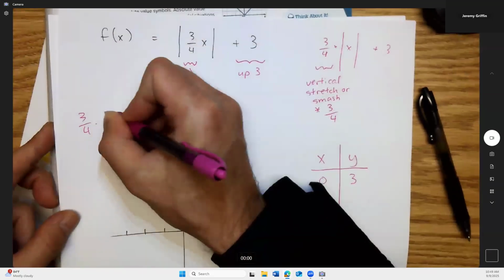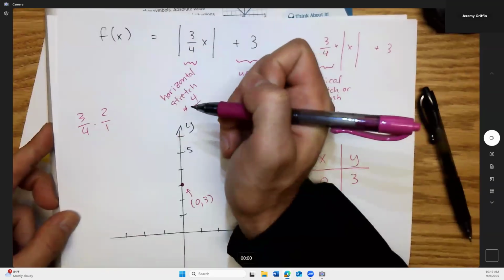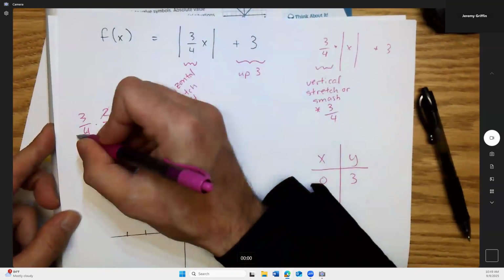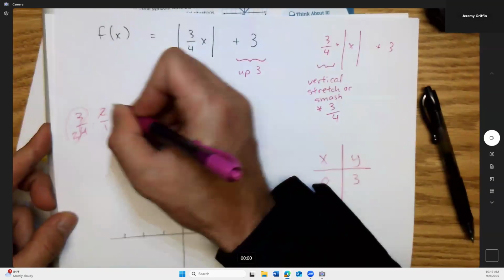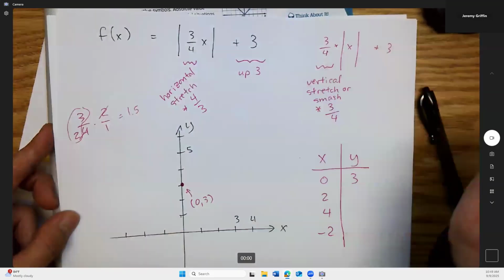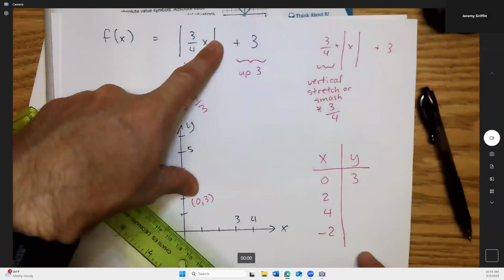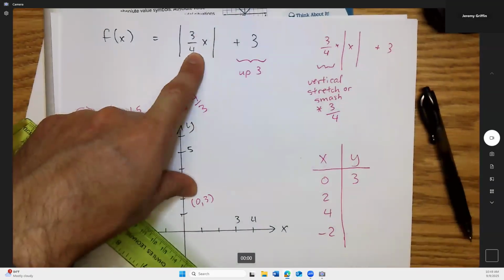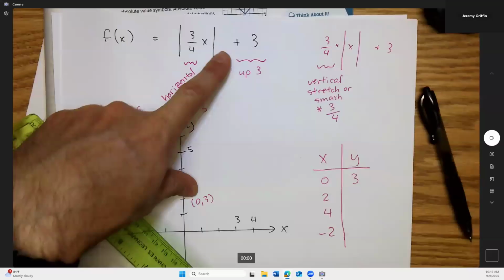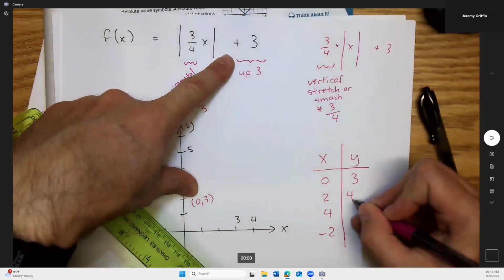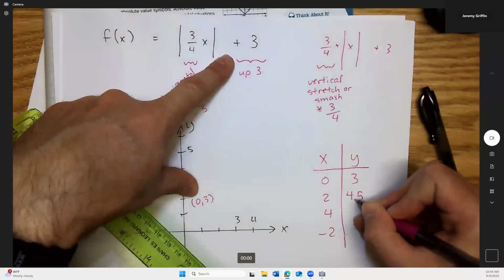3/4 times 2. Is that saying times 2 over 1? This is 3 over 2. Is that like 1.5? Right, 1.5. Okay. So we have 1.5 here. Absolute value of 1.5 is 1.5, so 1.5 plus 3 gives me what? 4.5. Aha! You guys get that?